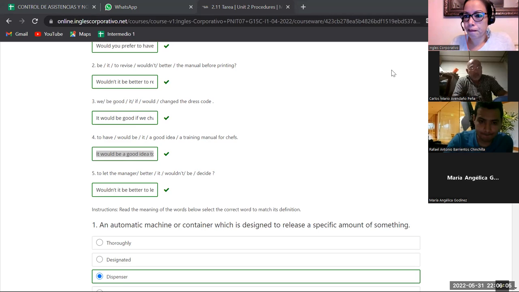La respuesta es, it will be a good idea to have a training manual for chefs. Así como está ahí. It would be a good idea to have a training manual for chefs. Punto. El punto va pegado a la palabra chefs. No debe de llevar espacio porque si no puede que sea. Okay. ¿Alguien más que quiera revisar otro ejercicio?